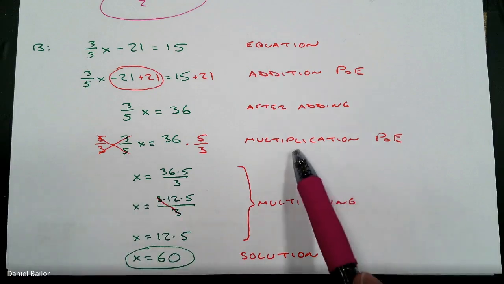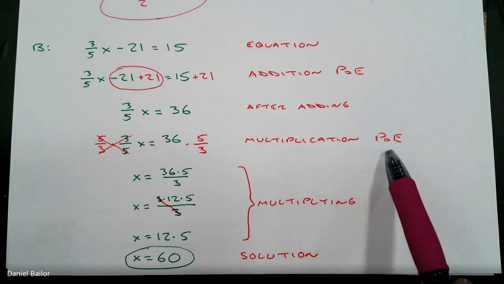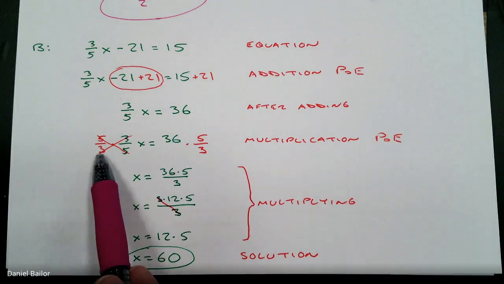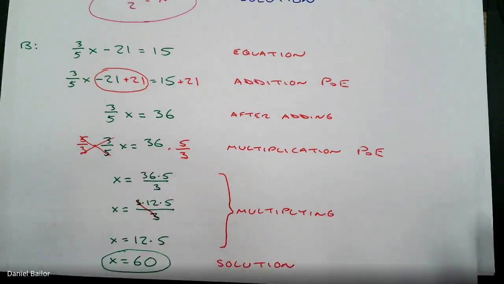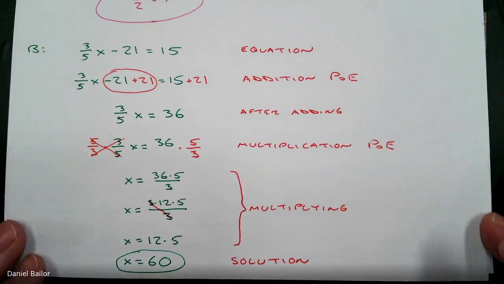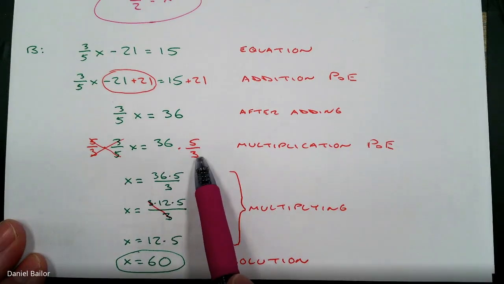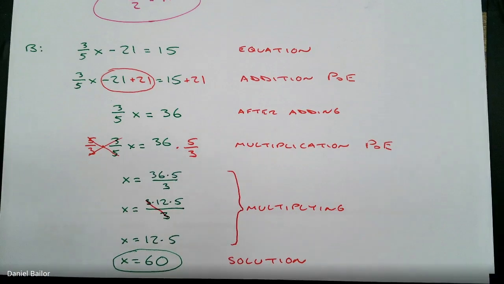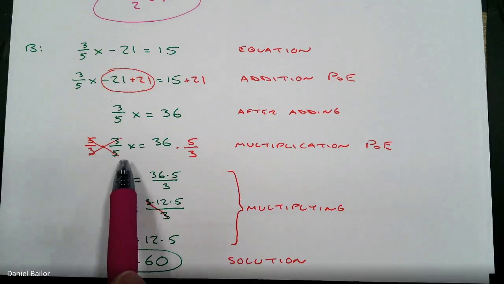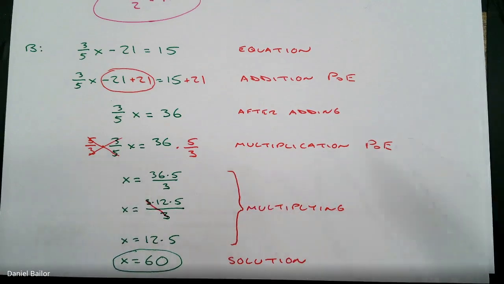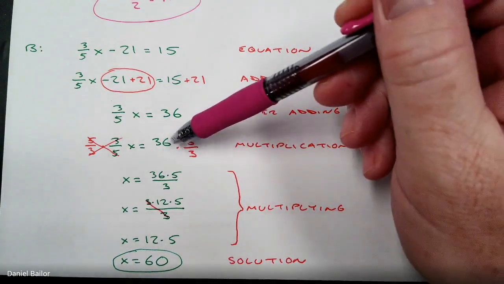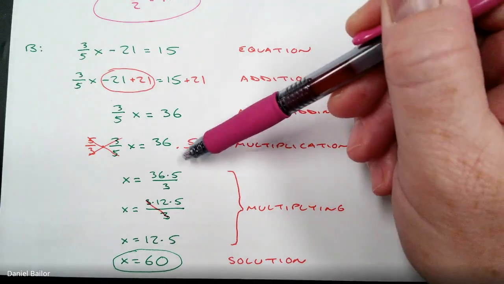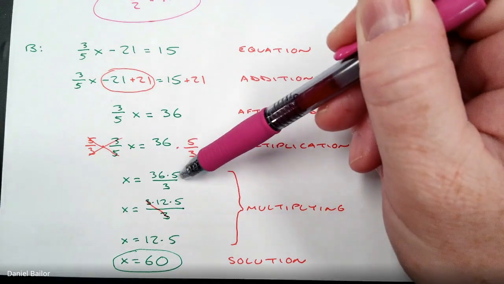But the multiplication property of equality tells me that if I multiply this expression times 5/3, to stay equal, I need to multiply this expression by 5/3. So I do 36 times 5/3 also. So 5/3 times 3/5 x gives me 1x. I have to multiply some fractions a little bit here. 36 times 5/3.